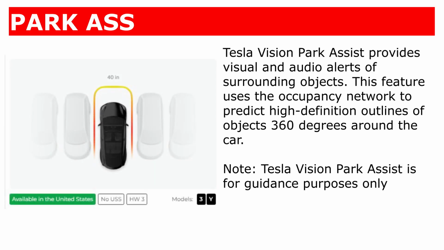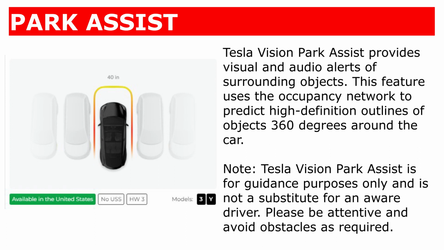Tesla Vision Park Assist provides visual and audio alerts of surrounding objects. This feature uses the occupancy network to predict high-definition outlines of objects 360 degrees around the car. Note: Tesla Vision Park Assist is for guidance purposes only and is not a substitute for an aware driver. Please be attentive and avoid obstacles as required.